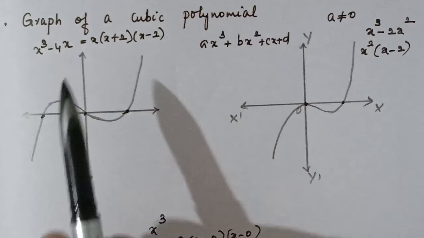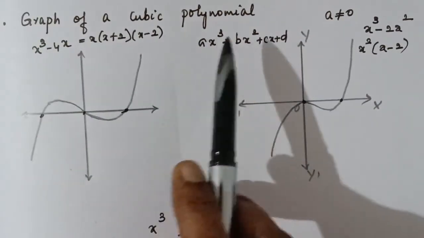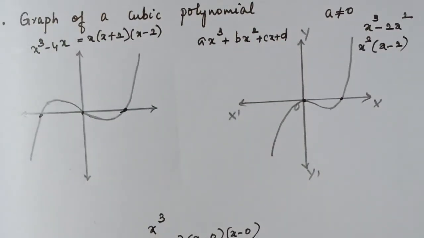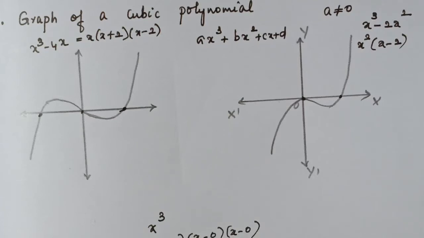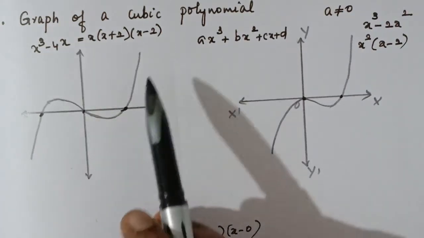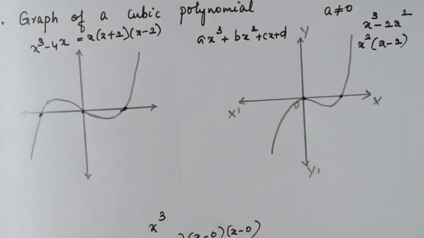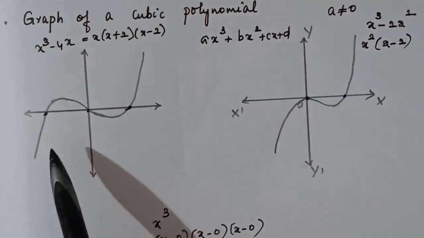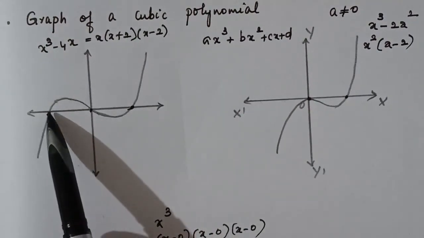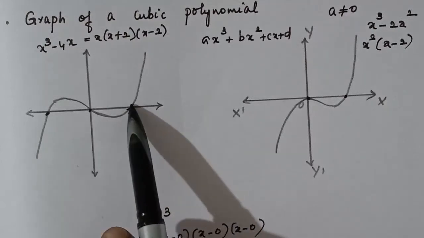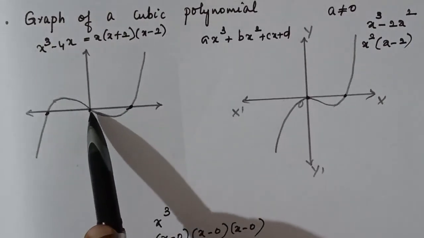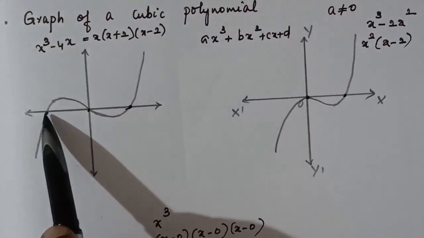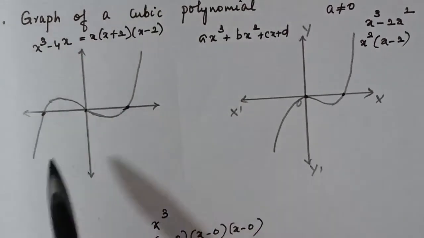Now we will see the graph of a cubic polynomial. A graph of a cubic polynomial will be of this shape. It hasn't got any particular shape. It will be of this shape. Now we will see the first one. In the first one, you can see it touches the x-axis at 3 points. One, it passes through the origin, and the other one here, and the other one here.